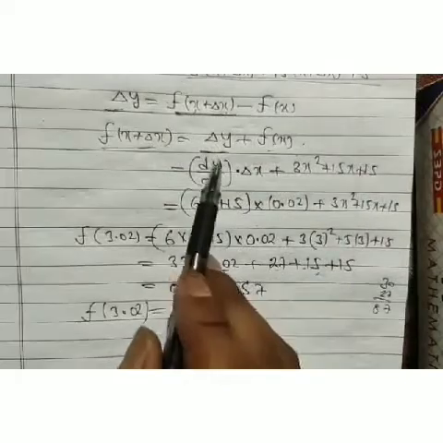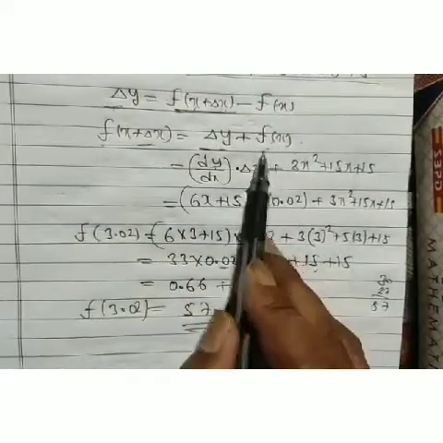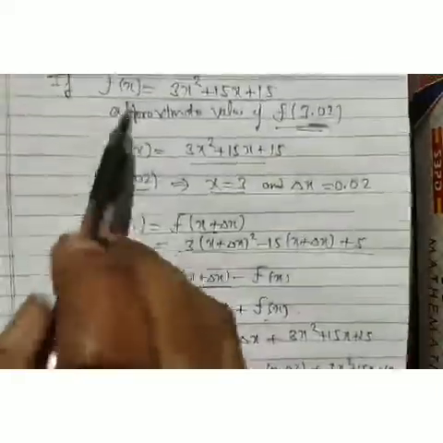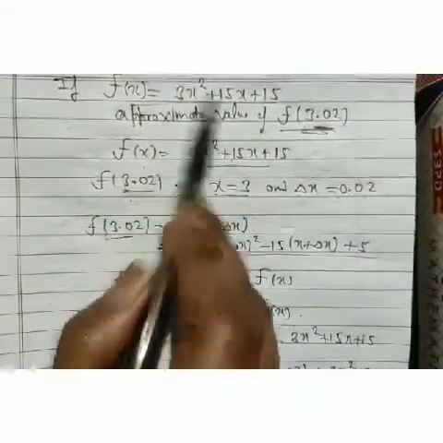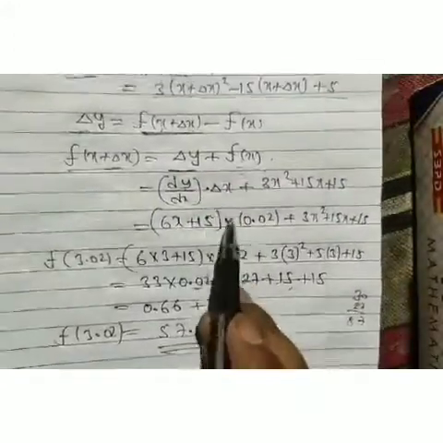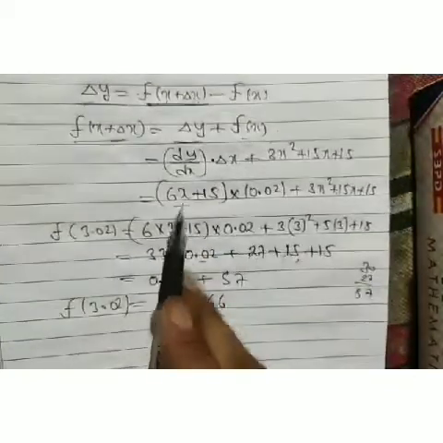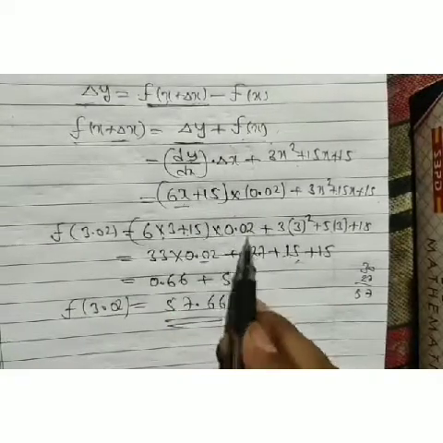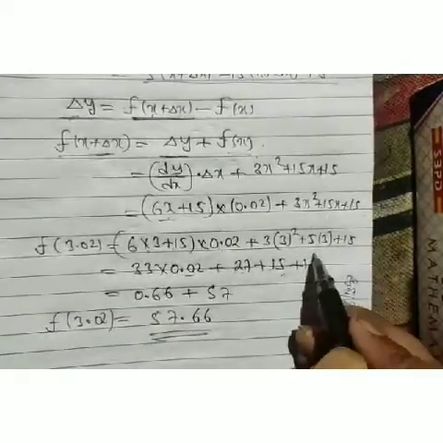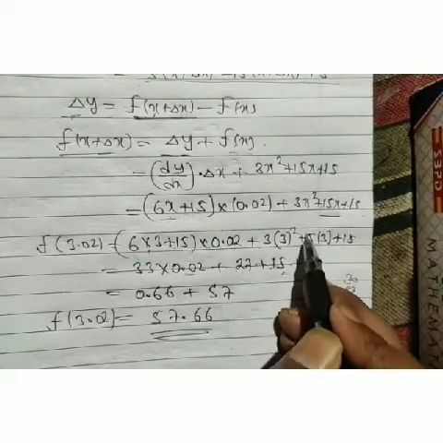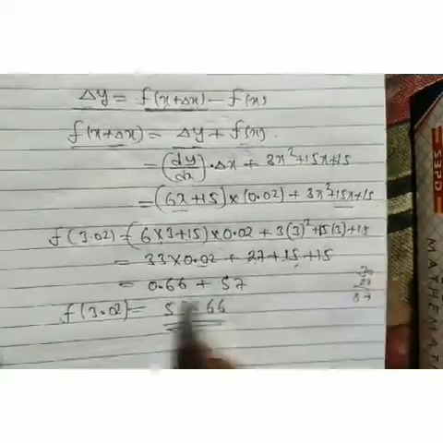Then we use the definition of differential of y, and our function is defined by 3x square plus 15x plus 15. Then its derivative, taking differentiation, we get 6x plus 15, and the value of del x is 0.02. Then 3x square plus 15x plus 15. Then we are going to put the value x equal to 3. Putting here 6 into 3 plus 15, into 0.02, plus 3 square plus, see there is a little mistake there. It's 15x, and we take 3. Then it's 15 into 3 plus 15.